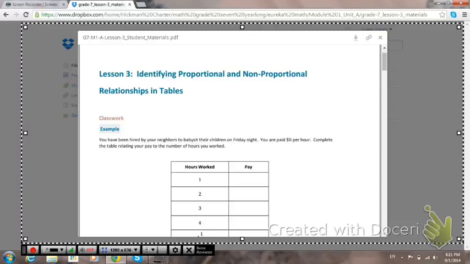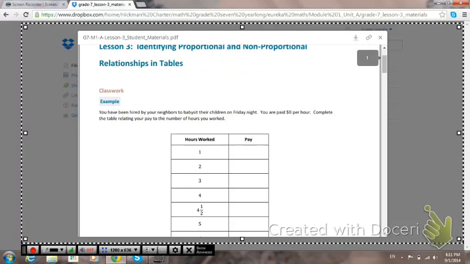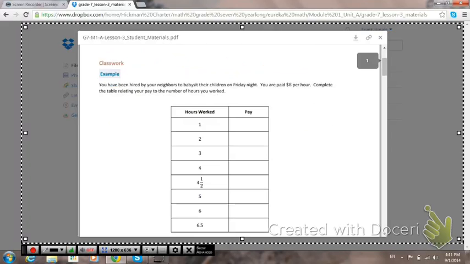Now with this one, let's just look at classwork example 1 here. You have been hired by your neighbor to babysit their children on Friday night. You are paid $8 per hour. That $8 per hour is the key to knowing the answer before you even fill in this table. It says complete the table relating your pay to the number of hours you worked.